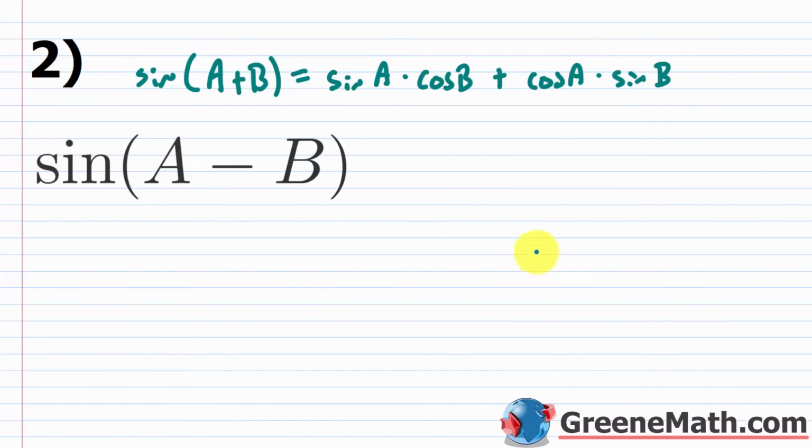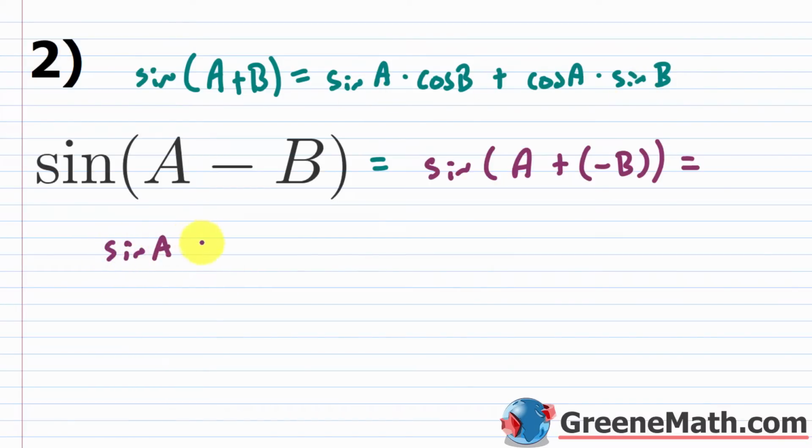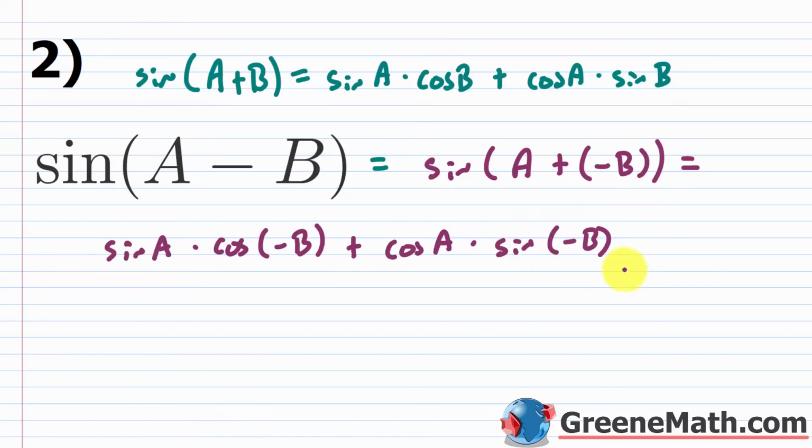Now, what I would do here is just write this in such a way that I can use this guy, and then we can use our negative angle identities to get the full formula. So I'll go ahead and say that this is the sine of a plus negative b, like this. And so just using this formula here, we'll say this is the sine of a times the cosine of negative b, and then we have plus our cosine of a times our sine of negative b. Now using the negative angle identities, remember the cosine of negative b is the same thing as the cosine of b.